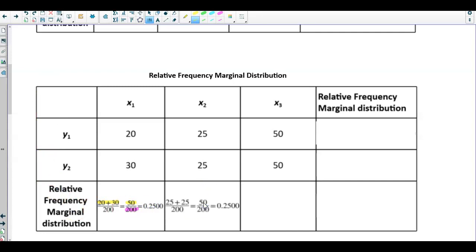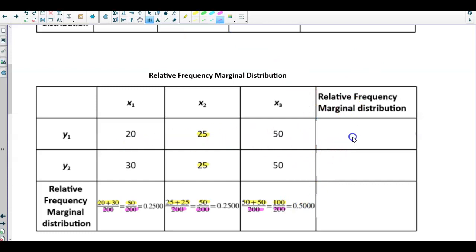Next we're going to take 25 plus 25 to get 50. We divide it by the table total of 200 to get 0.2500. Next we take 50 plus 50, which is 100, and divide it by the table total of 200 to give us 0.500.